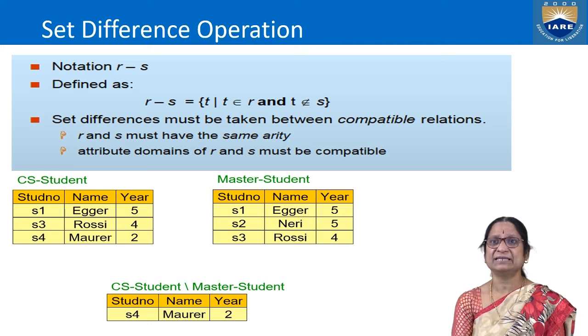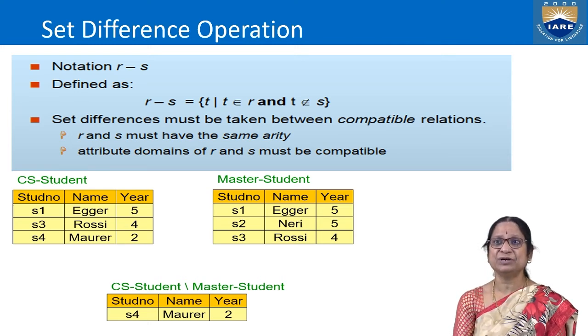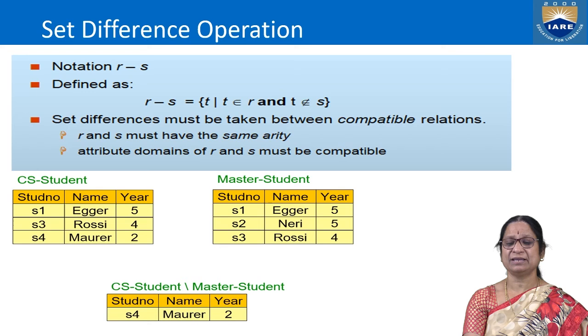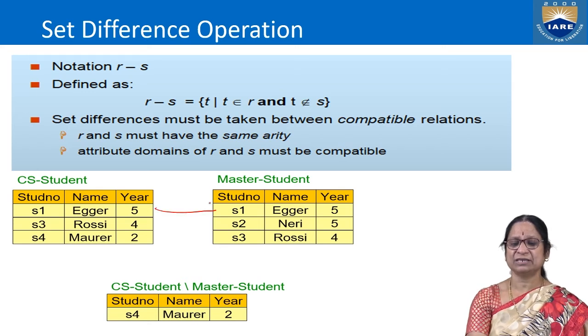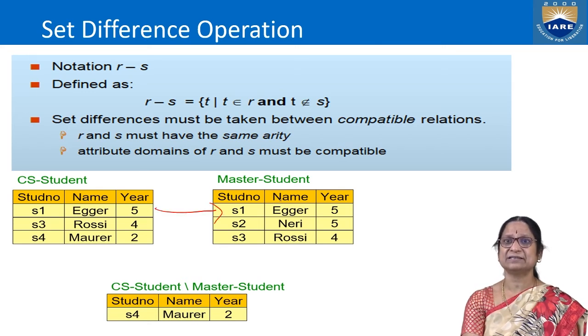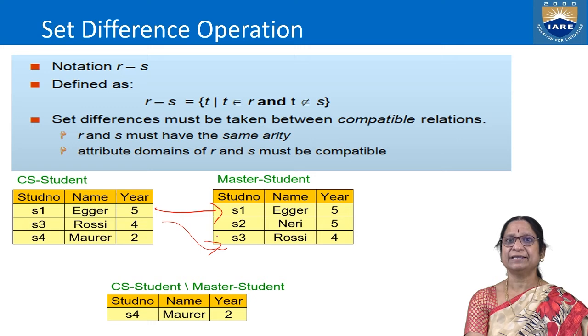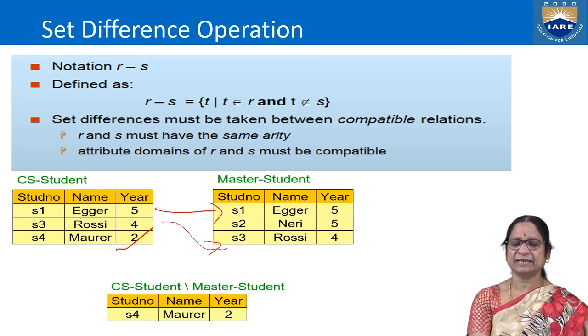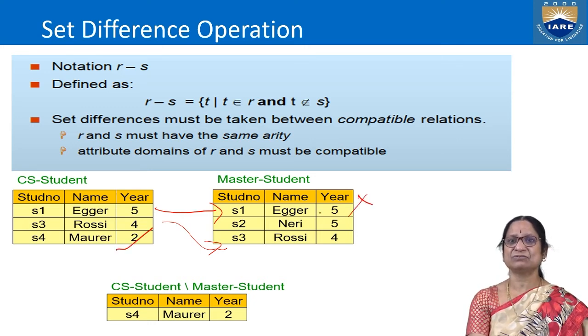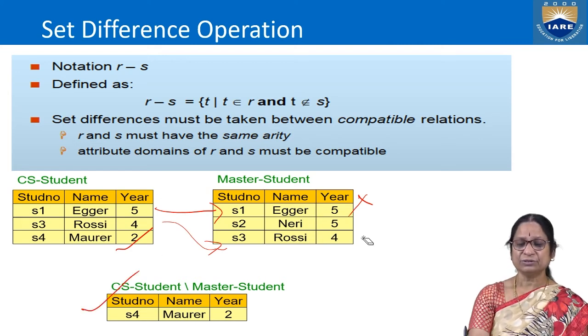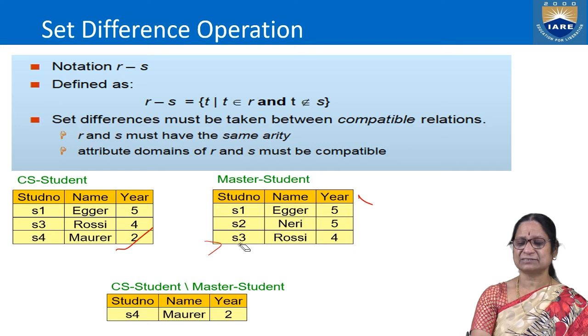and the respective domains must be compatible among themselves. One more example, we are taking the same examples, CS student and master student. When you are doing CS student minus master student, S1 is there, which is also there in master student, so it is not included in the result. S3 with row C4 is there in both, so it is not included. And S4 is there here, but in master student S4 is not there. Only that will be included. So this is CS student minus master student.